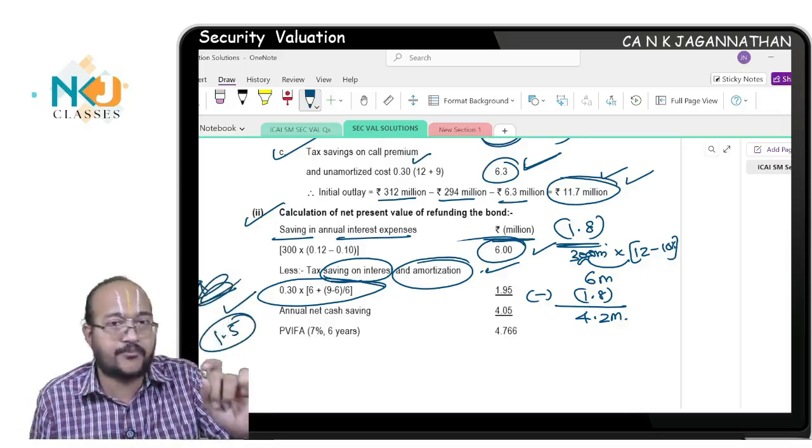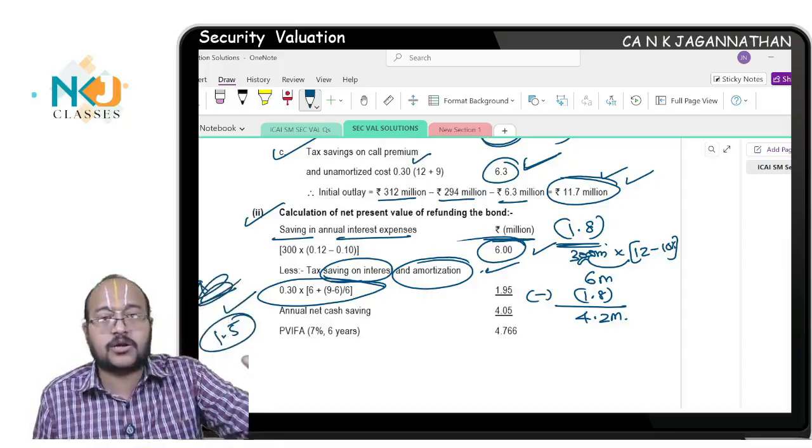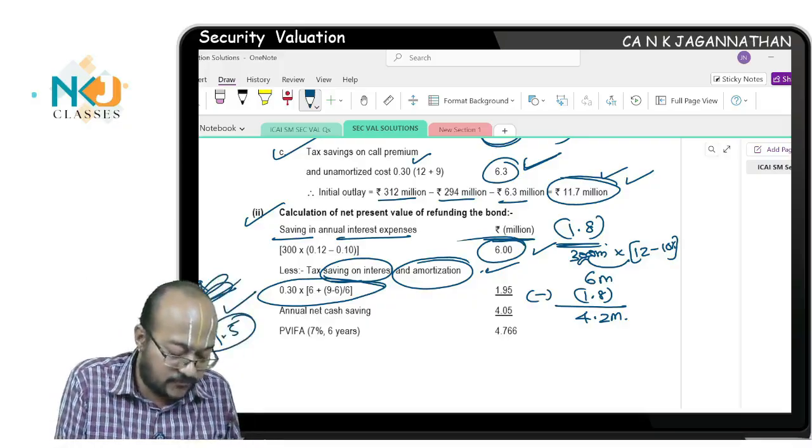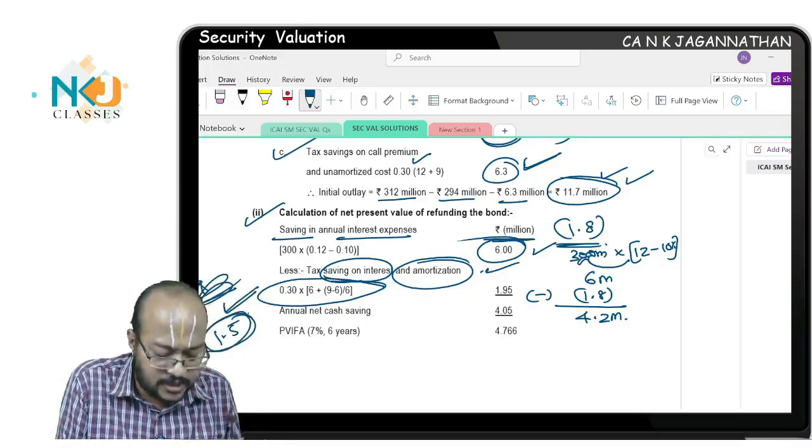Are you understanding what I am trying to say? If my old bond is not called and replaced, I will have to amortize 1.5 million every year, correct?